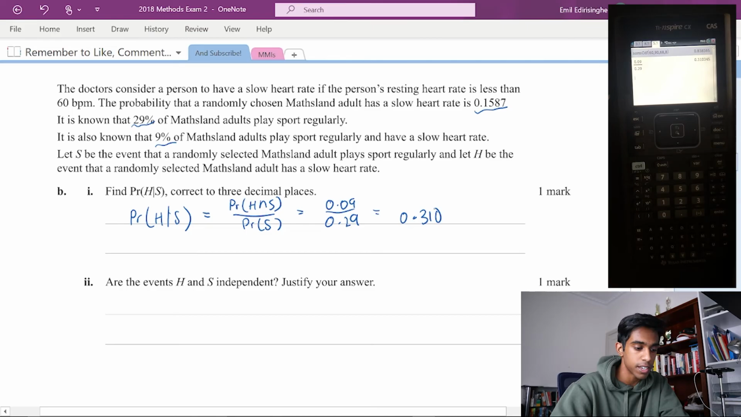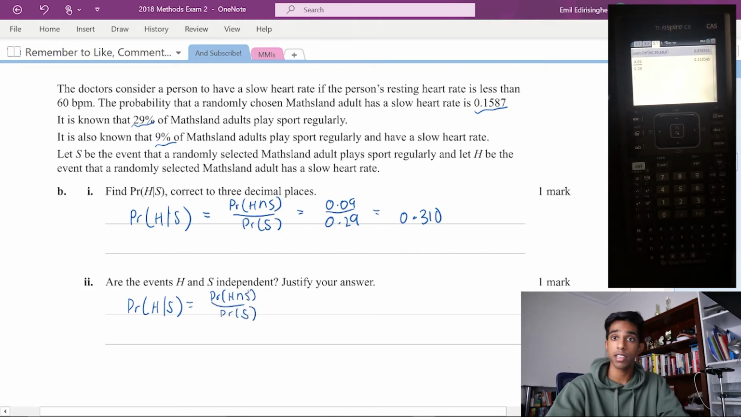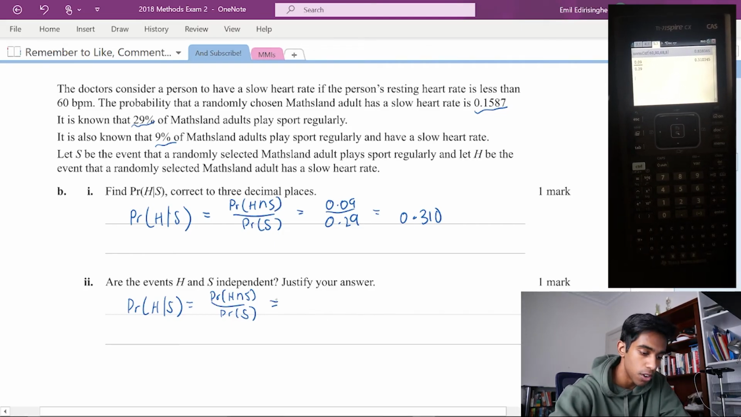So now they ask, are the events H and S independent? What we'll do is write out P(H | S) = P(H and S) / P(S). If they're independent, we know that P(H and S) should be the probability of H times the probability of S. So we get P(H) times P(S) over P(S).